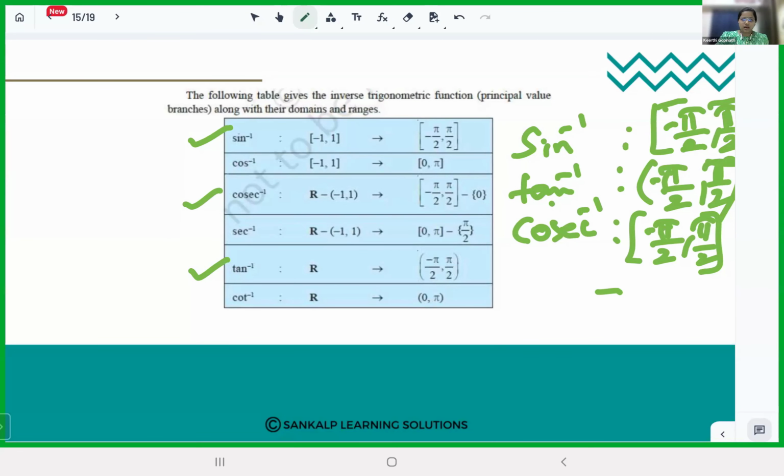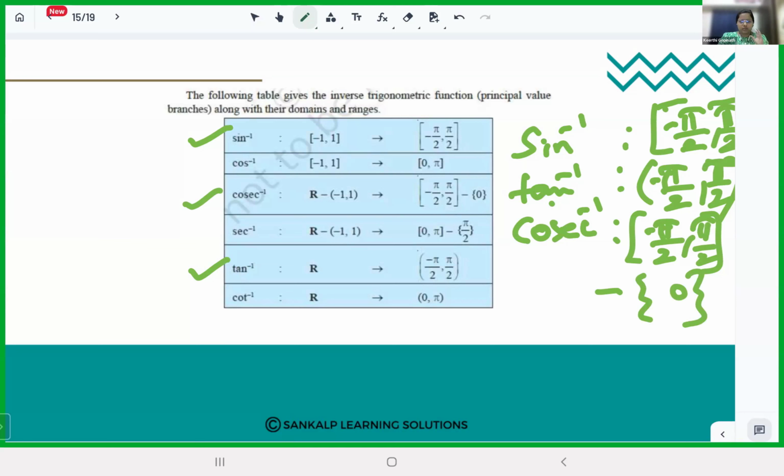Okay, cosec inverse: the range of cosec inverse is the closed interval minus pi by 2 comma pi by 2, minus what is in between minus pi by 2 and pi by 2, it is 0, right? So we are removing that 0. Closed interval minus pi by 2 to pi by 2, minus 0. In this way you can easily remember the PVB, or the principal value branches, of inverse trigonometric functions.